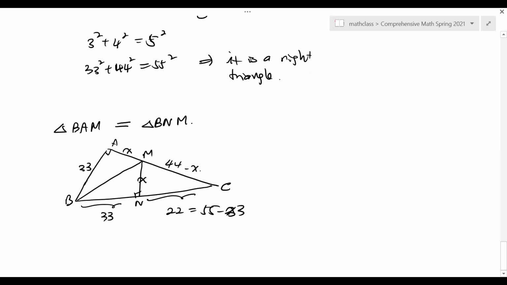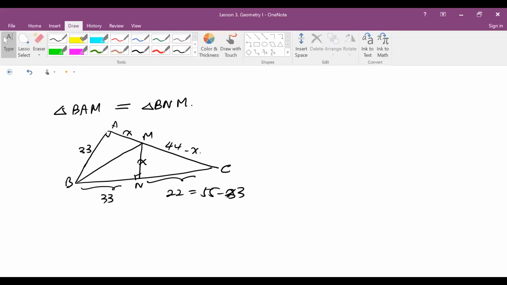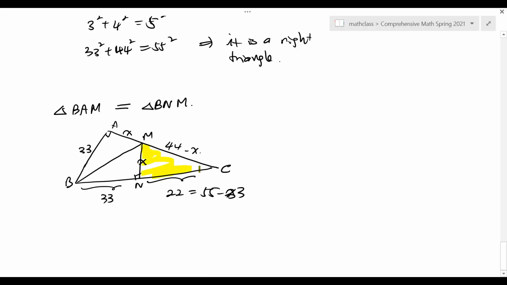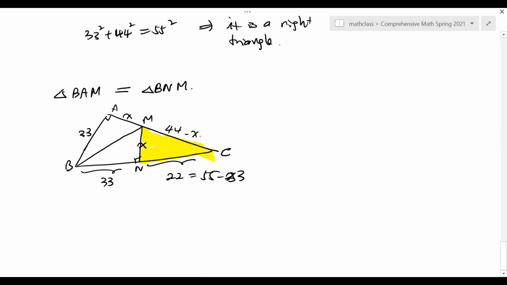So BC is the longest side because it is the longer side of the right triangle. Then you can find x quickly. You use this triangle to get x. This is the right triangle, and each side is already expressed in terms of x. So x squared plus 22 squared equals (44 minus x) squared.